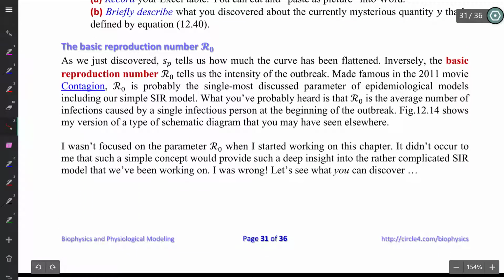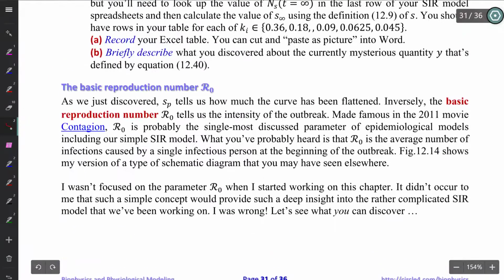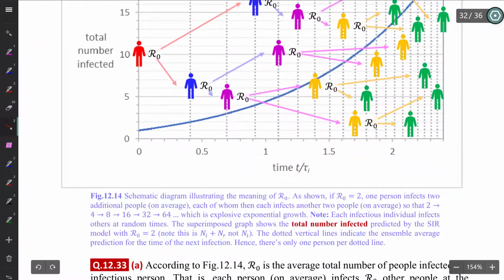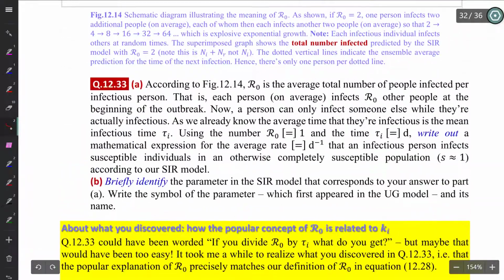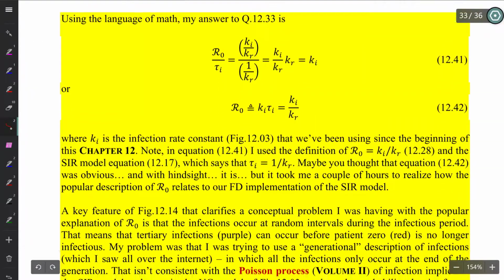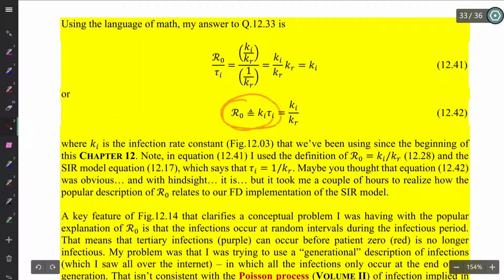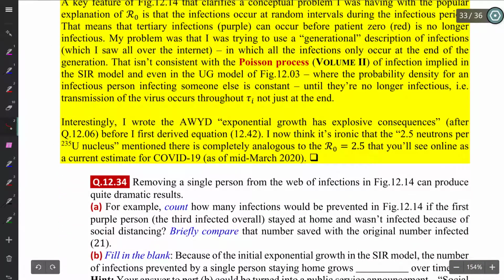Alright. And we've already talked about, so the spoiler alert was that we actually talked about this section kind of out of order compared to the chapter, and here's the diagram. And then let's see, so here's our definition, the one that I think makes the most sense using our terminology, right? R naught is just the infection rate constant times the mean time infectious.